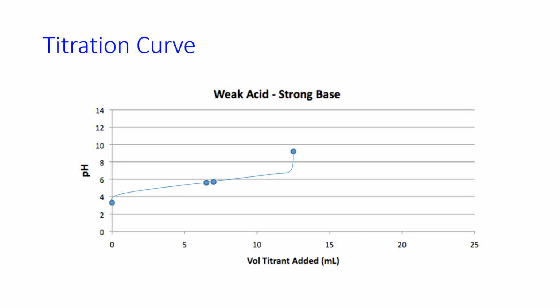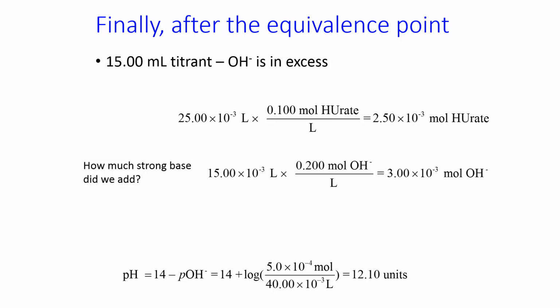Our titration curve then looks like this, where we have a gradual rise almost all the way to the endpoint and then a steep rise at the endpoint, just like every other titration curve we've talked about. And then after the equivalence point, we have hydroxide in excess, so we do all the same stuff as before, figure out how much extra hydroxide ion we have left over, and that dictates our pH. So our pH after the endpoint is 12.1 after we've added a few more milliliters.